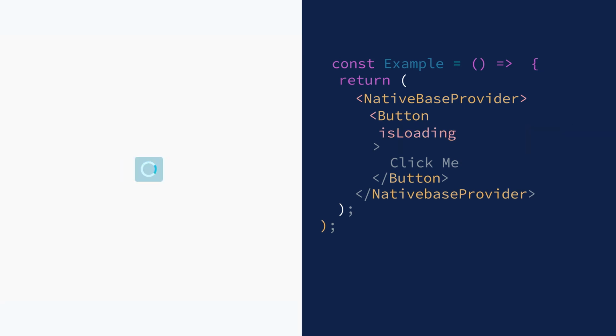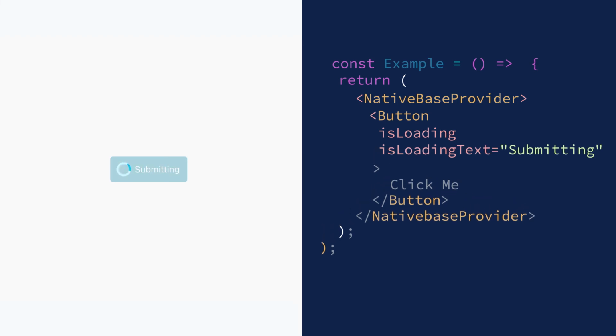isLoading is a very helpful prop. You can use this to indicate that the button is in a loading state. This adds a spinner as the standard loading indicator. You can also use the isLoadingText prop to change the text of the button in loading state.